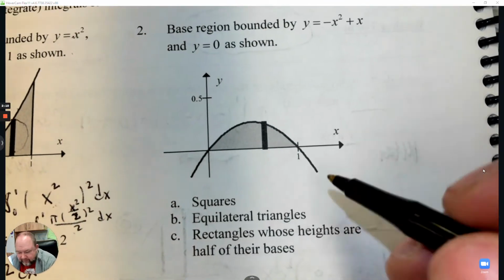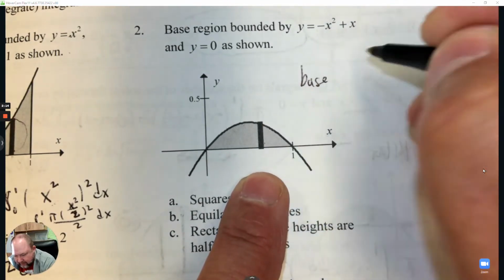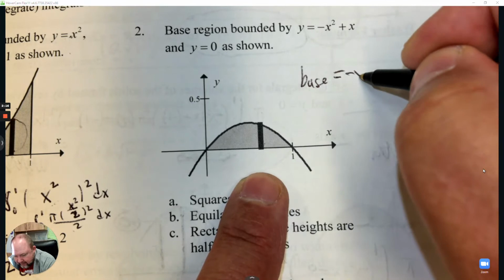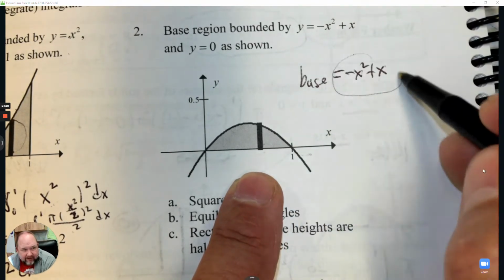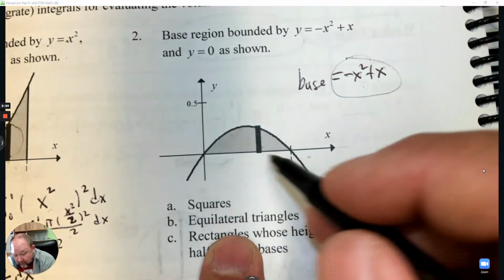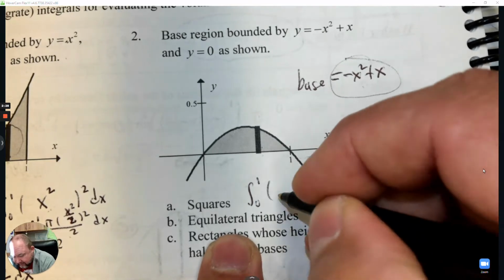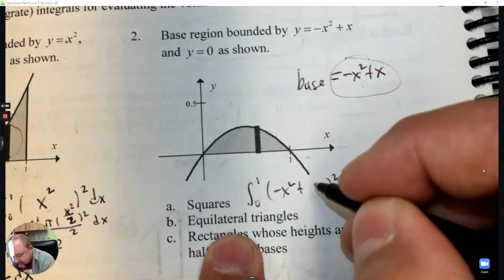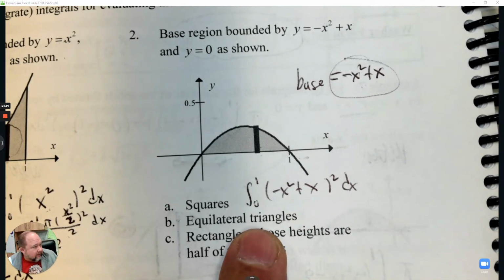Number 2. So it's important to understand this base. Top subtract bottom, so that base is negative x squared plus x, take away 0, which is just that. So that's what we're going to plug in when we do our formula. So again, we're going to go from 0 to 1. The formula is you take the base and you square it. And there it is.